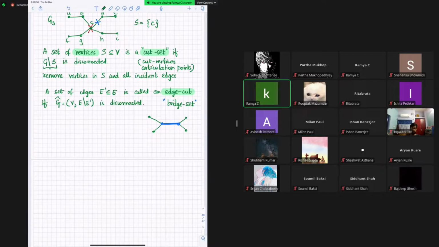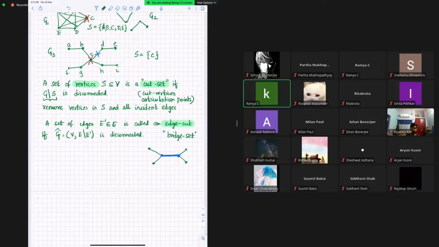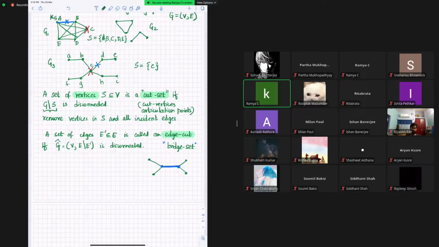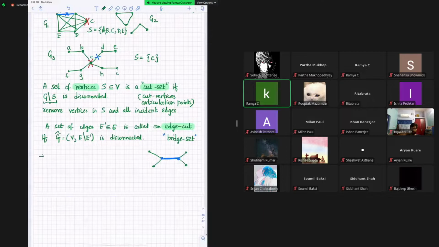So now we want to understand what we mean by how connected the graph is. Intuitively, what does it mean? For now, let us focus on cut sets of vertices. For the next 15-20 minutes, we are only going to talk about cut sets of vertices. That is, given a graph, what set of vertices should you remove in order to disconnect the graph. You must remember that when you remove a vertex, you remove all the incident edges. That's what we mean by removing a vertex.